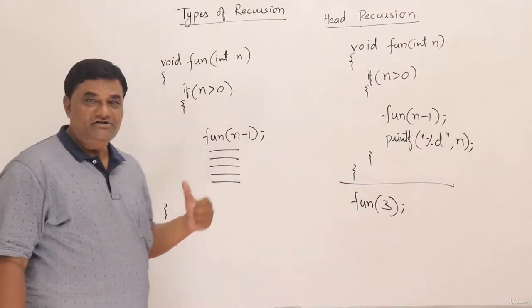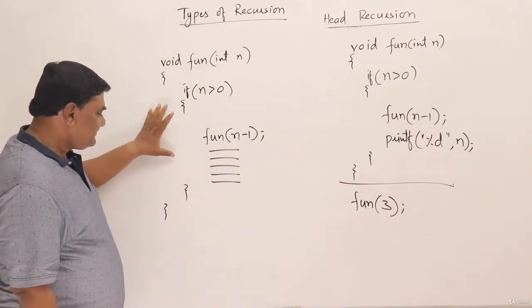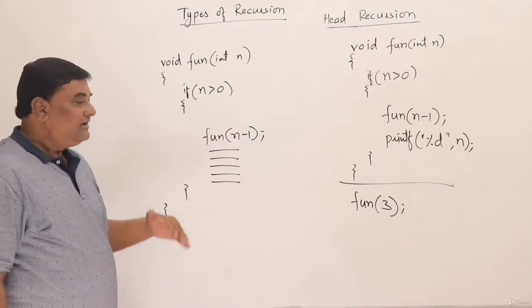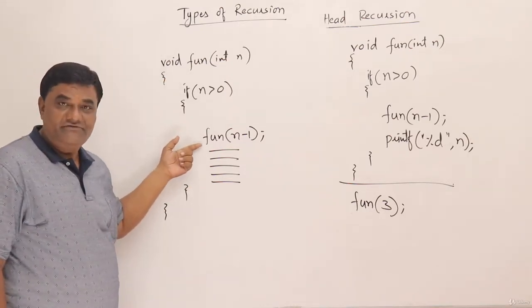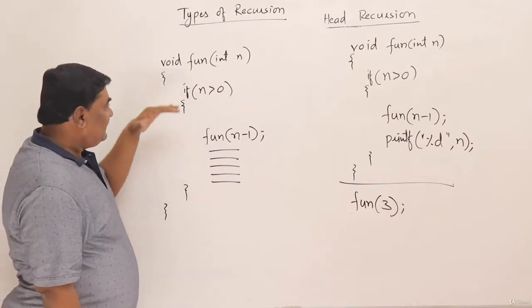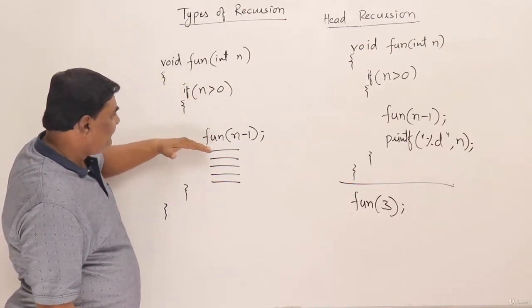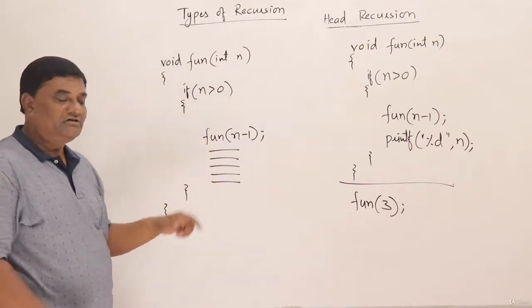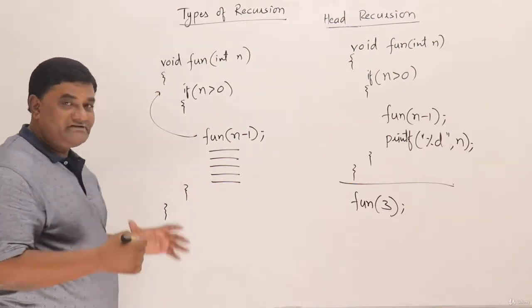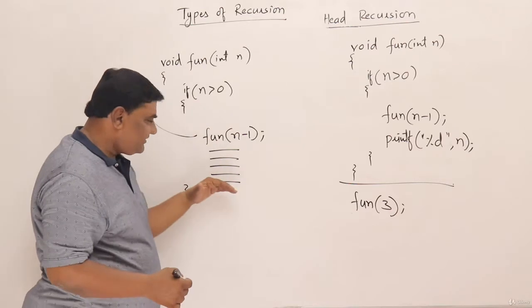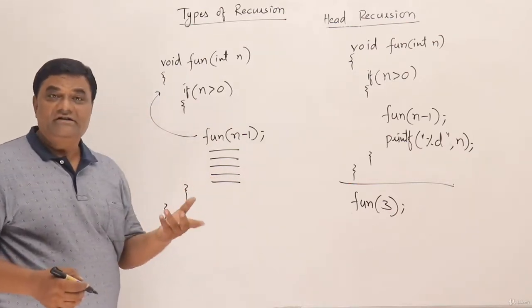Now let us see head recursion. This is the structure for head recursion. If there is a function that is calling itself, so it's a recursive function, then the first statement inside the function is the recursive call. It is calling itself here. Then whatever processing it has to do, it does afterwards, after the recursive call.